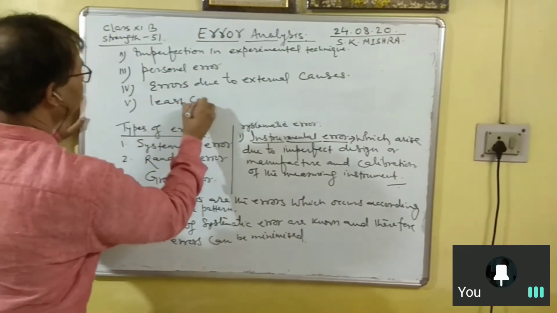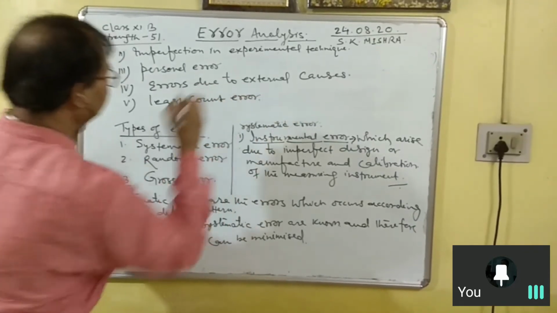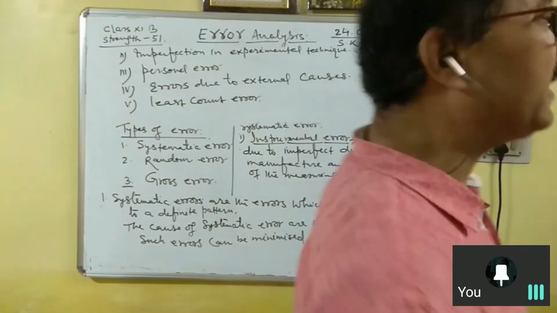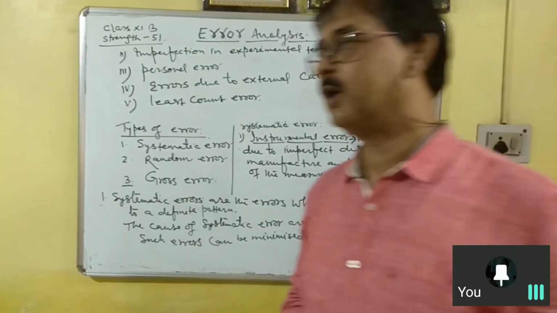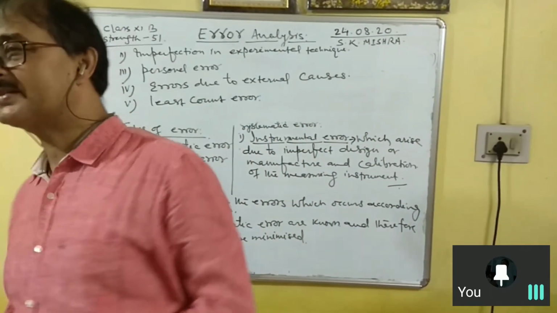List count error. So the first thing that arises is, what is least count? Least count is the minimum count of the apparatus. Your meter scale has a least count. What is the least count of a meter scale?